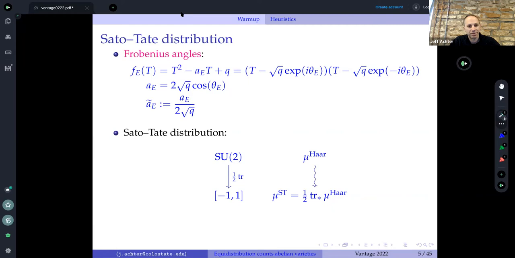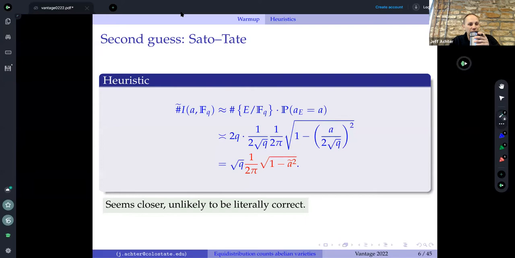All right, so now I have my new improved heuristic, and it goes like this. If I want to count how many things have this trace of Frobenius, I should say, oh, I have all the elliptic curves. And then for each one, I flip a 2√q-sided coin and ask, what is the probability that the trace of this elliptic curve is a? And then I say, oh, well, I have this distribution that looks like this. And so its height at my favorite trace of Frobenius is this. And then the width of that bar is 1/(2√q). And so I'm left thinking that the answer ought to be √q times 1/(2π) times the square root of 1 − a².